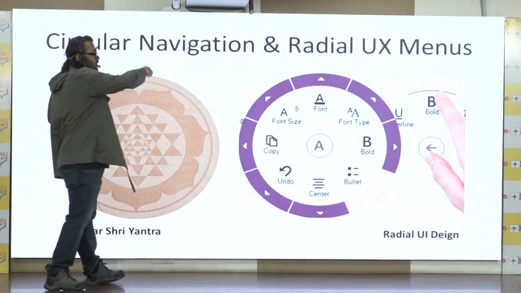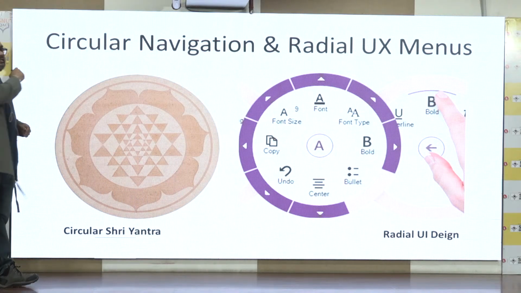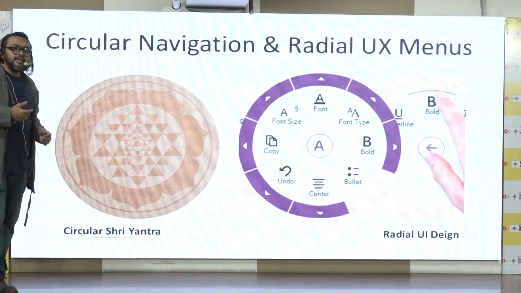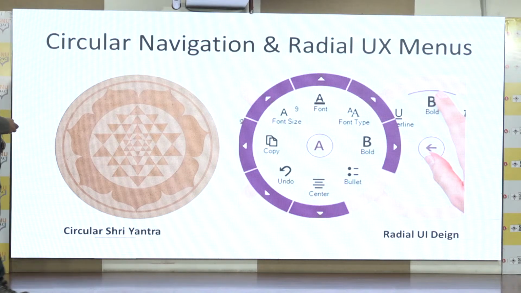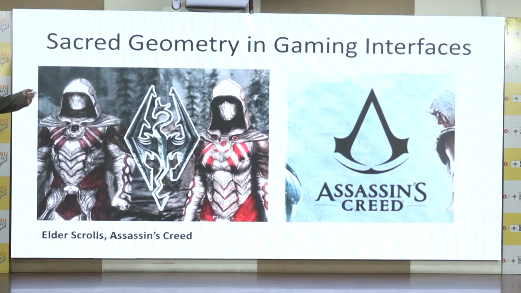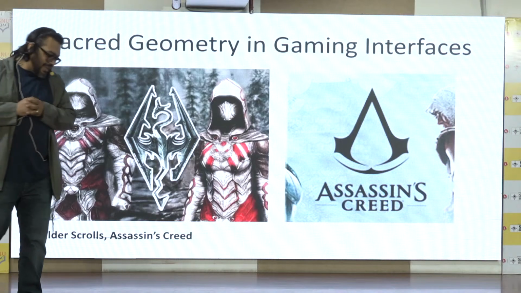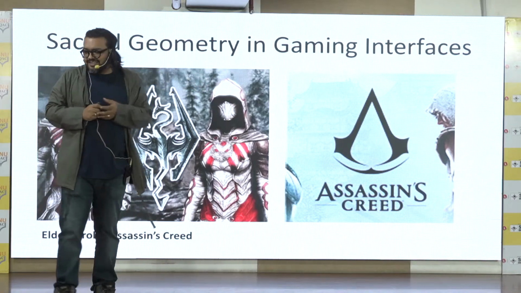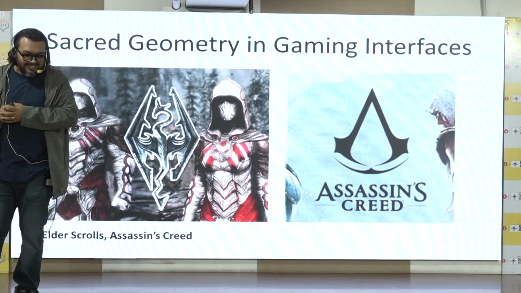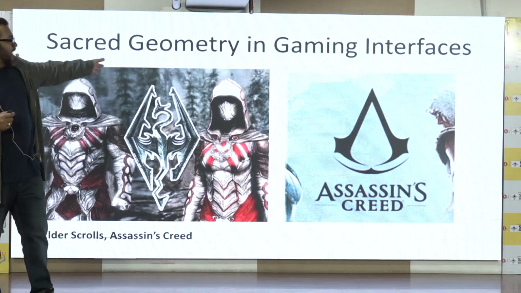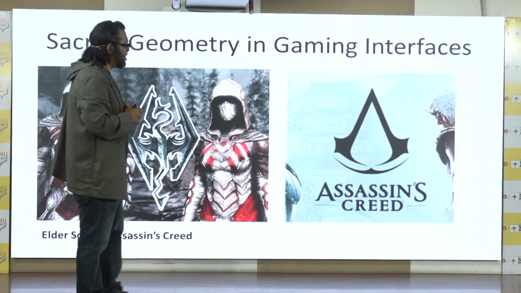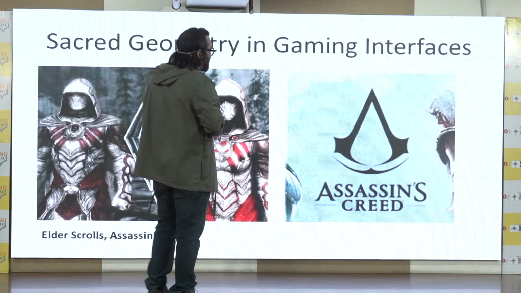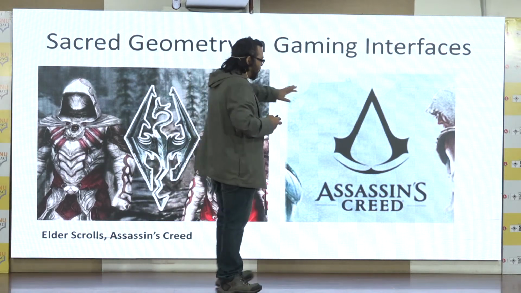So this is called a radial UI, and it has a direct connection with a circular Sri Yantra. Now coming to the games, thankfully. So, again, Assassin's Creed, so much for the creativity. They have taken just an angular version of the Sri Yantra and they have implemented that in their logo.